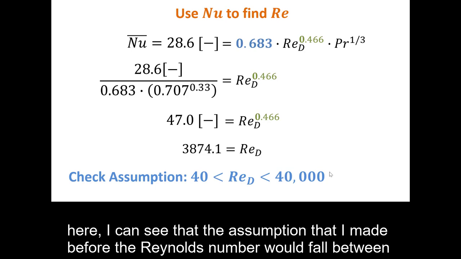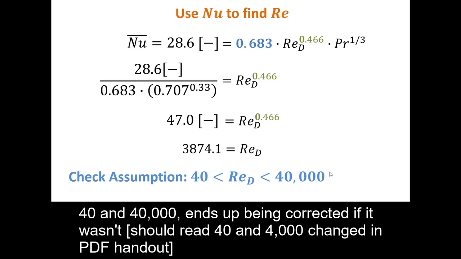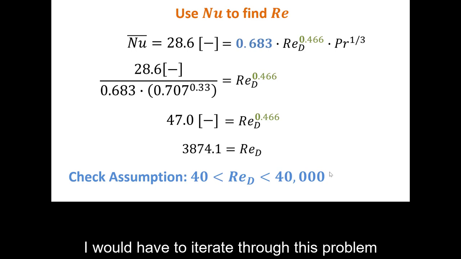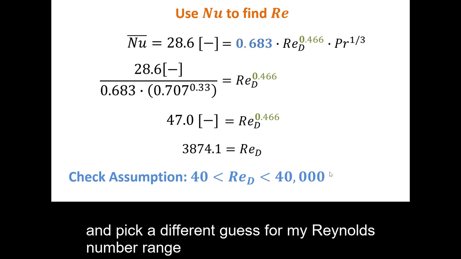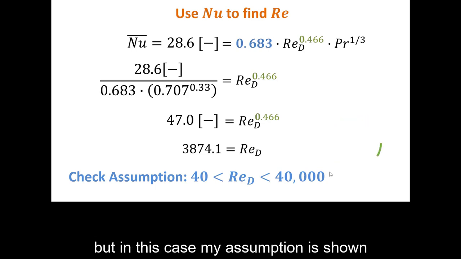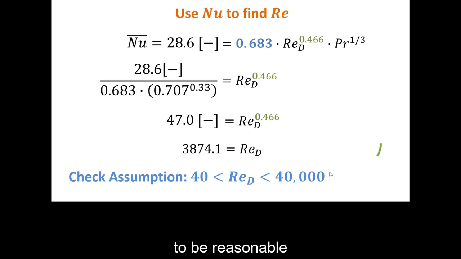Here, I can see that the assumption that I made before, that Reynolds number would fall between 40 and 4,000, ends up being correct. If it wasn't, I would have to iterate through this problem and pick a different guess for my Reynolds number range. But in this case, my assumption is shown to be reasonable.